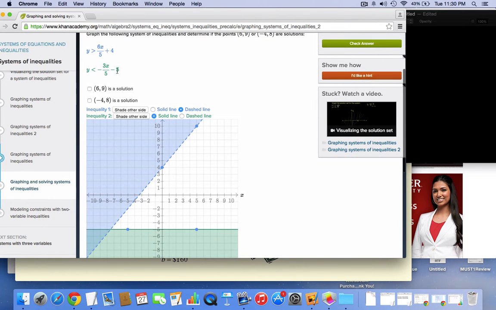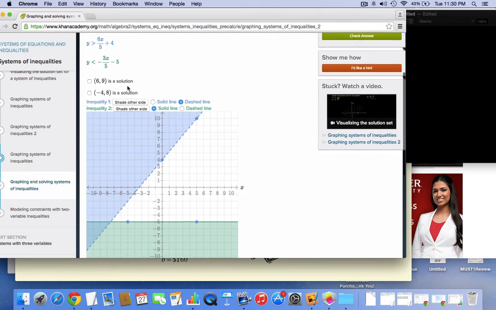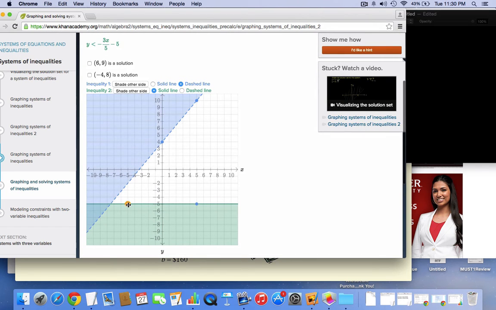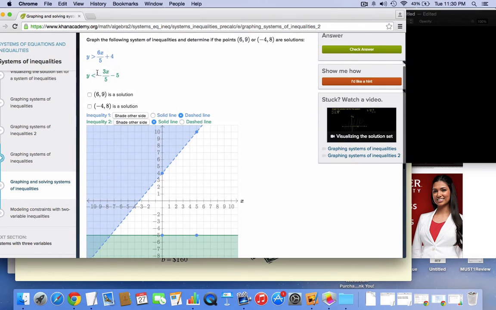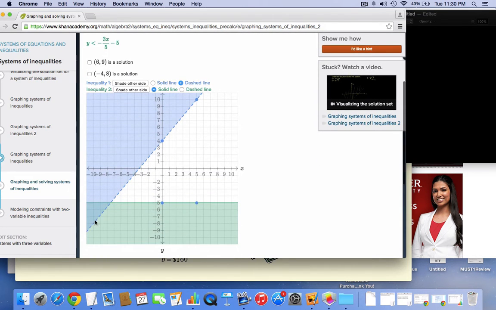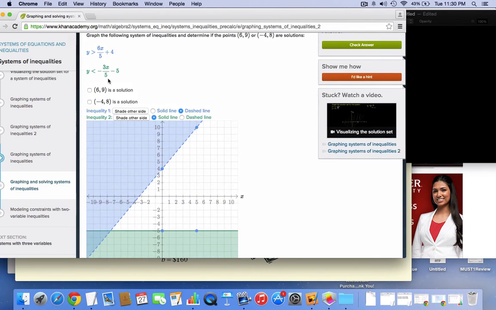Now let's look at our green inequality. y is less than negative 3x over 5 minus 5. So our y-intercept is negative 5. That's easy. And before I do anything, I'm going to notice that I have a negative slope here. So rather than a line going upward from left to right, I want to see a line that goes down from left to right. So if we're going down from left to right, how am I going to accomplish that?